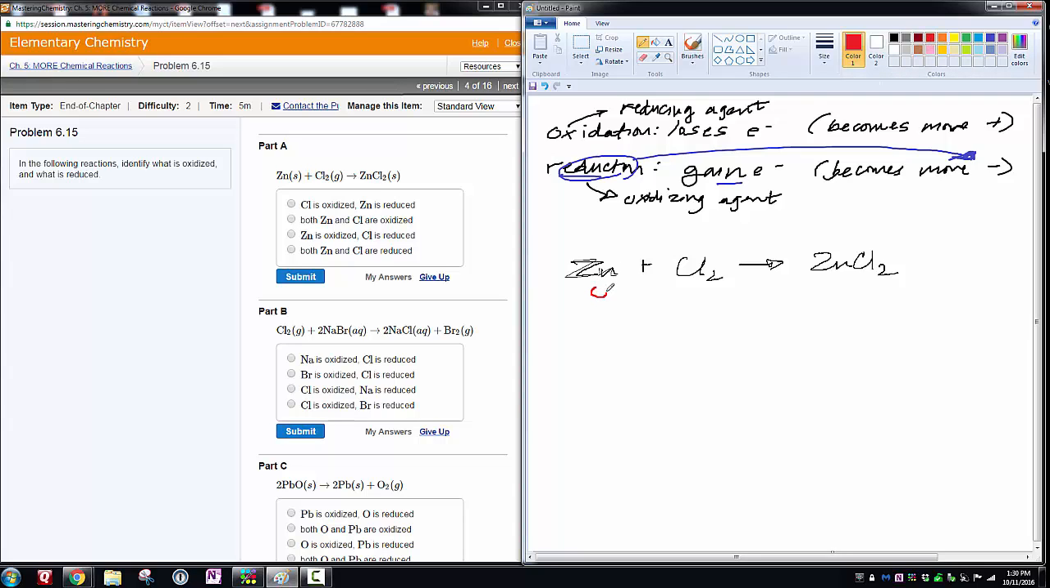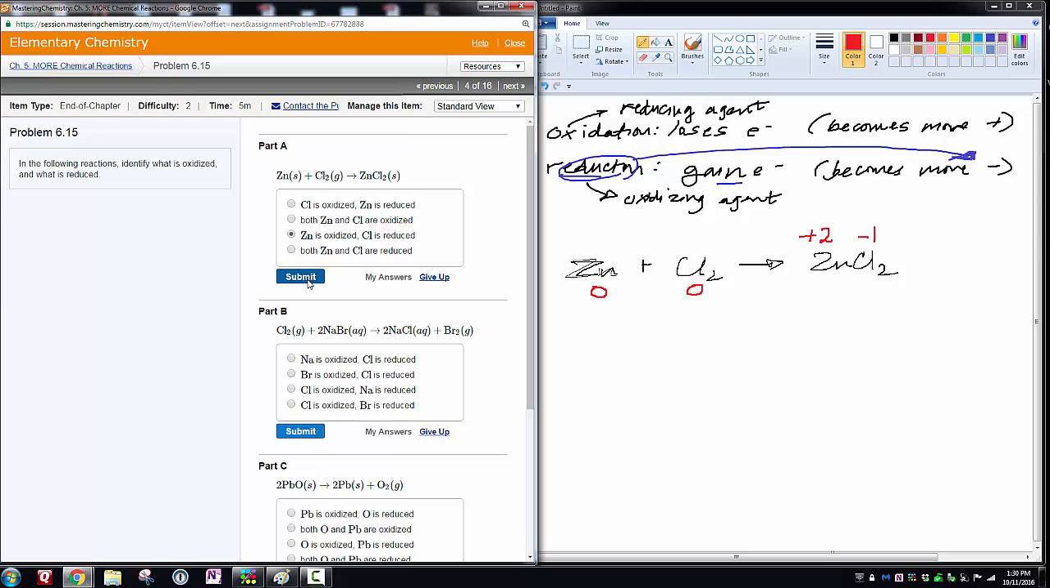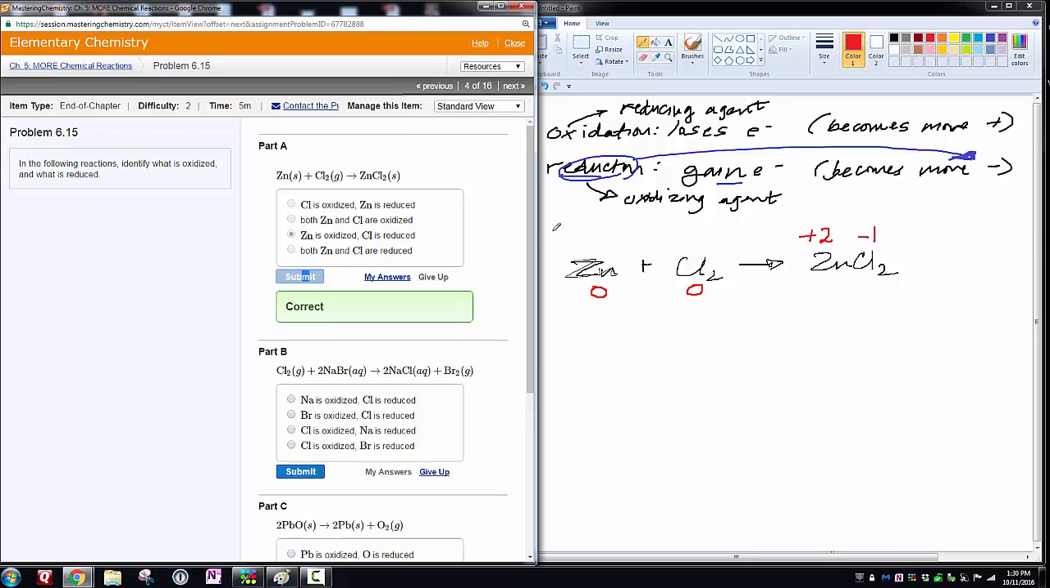Here, the oxidation number is 0 because it's neutral, no charge. Same story here. Here, ionic compound. I don't know zinc because it's a transition metal, but I do know chlorine because it's in group 7, at -1. And since there are 2 of them, that means my zinc must be +2. So zinc became more positive, so it was oxidized. Chlorine became more negative because it was reduced. Zinc oxidized, chlorine reduced. There we go.